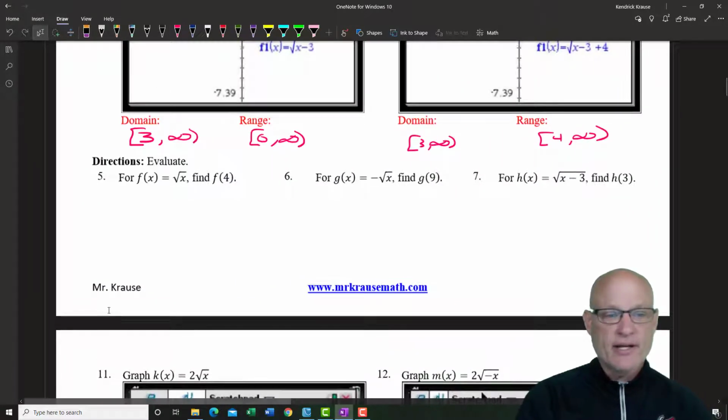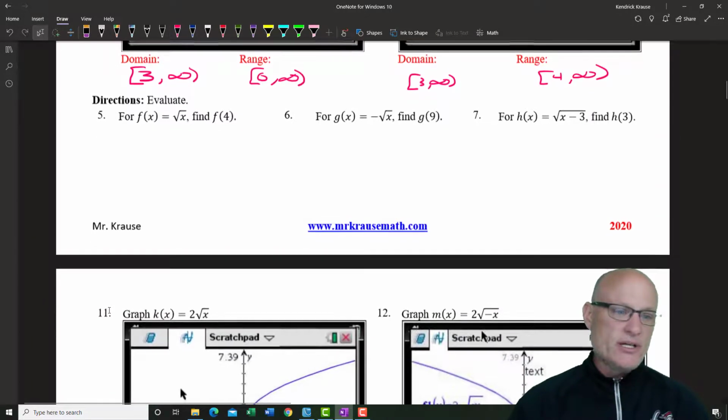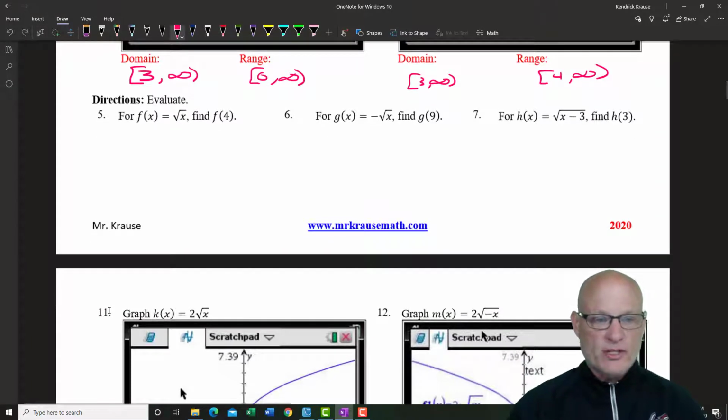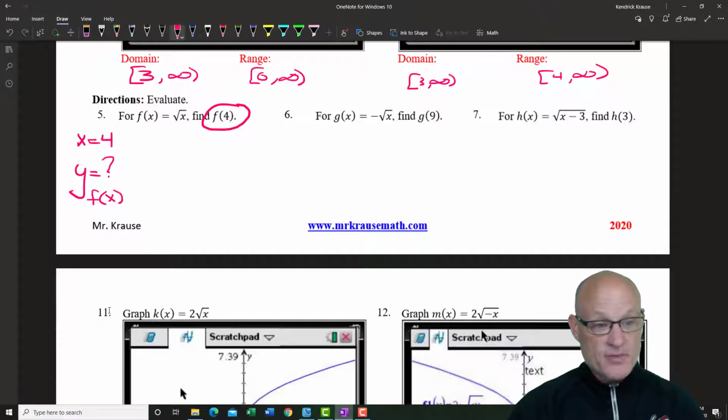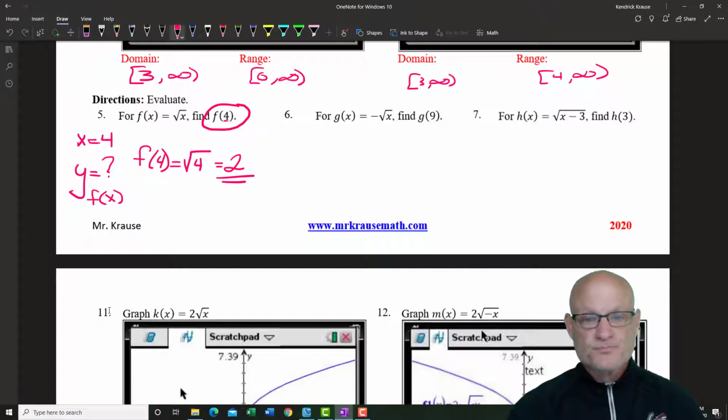This is just evaluating. So, guys, I'm really struggling with this a little bit because I thought this should be a really simple thing, and some of you are struggling with it, some of you aren't. The x value, when I say f of 4, the x value is 4. What I'm looking for is the y value, otherwise known as the f of x. So you're just going to plug 4 in. So f of 4 is equal to the square root of 4, which is 2. That's the answer.